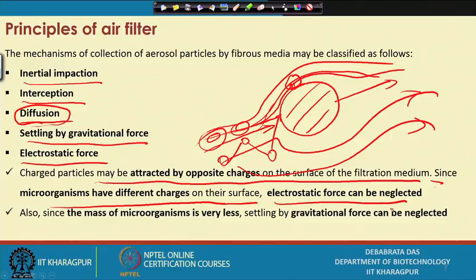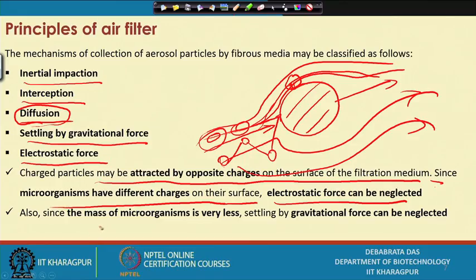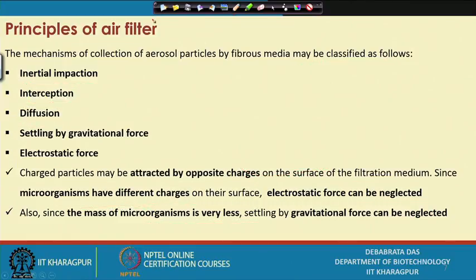If the microorganism has one specific charge, then particle separation through electrostatic force can be considered, and also, since the mass of the microorganism is very small, settling due to gravitational force can be neglected. So, we will consider three different things: inertial impaction, interception and diffusion.